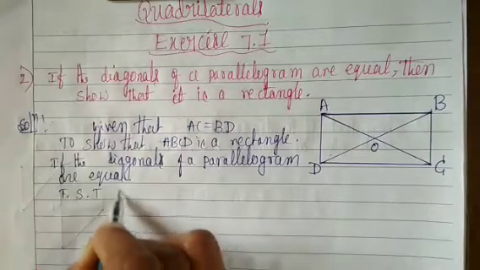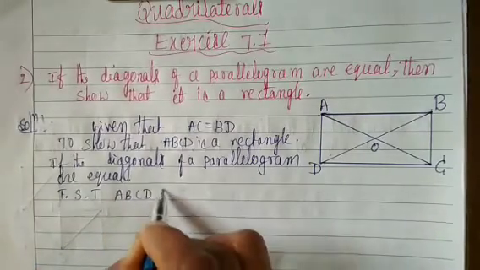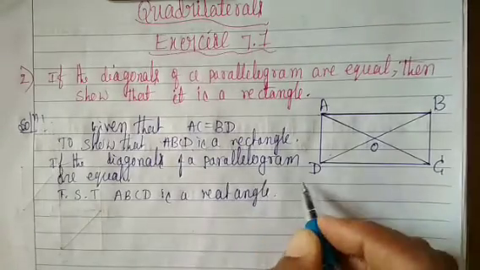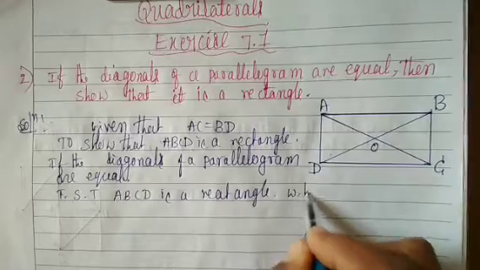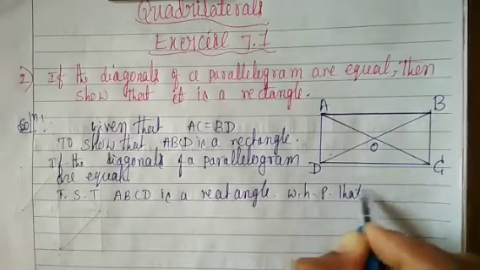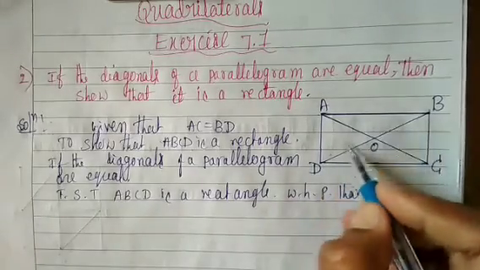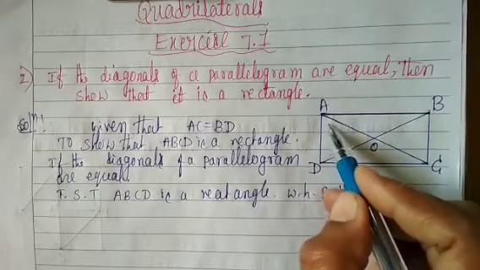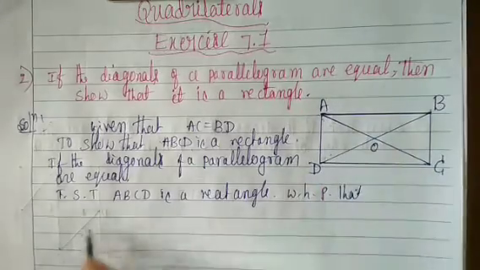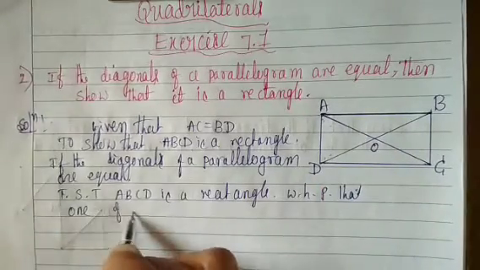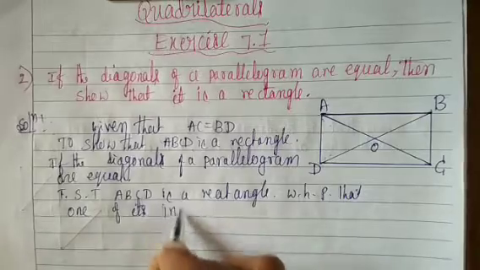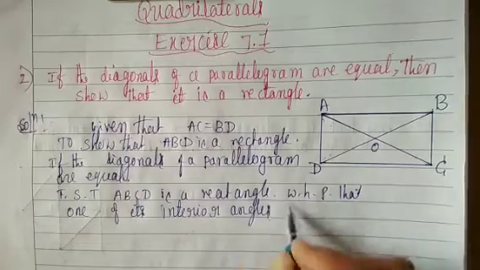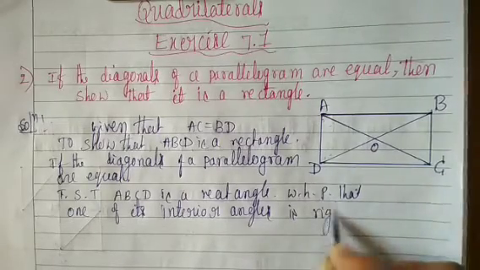To show that ABCD is a rectangle, we have to prove that one of its interior angles is a right angle.